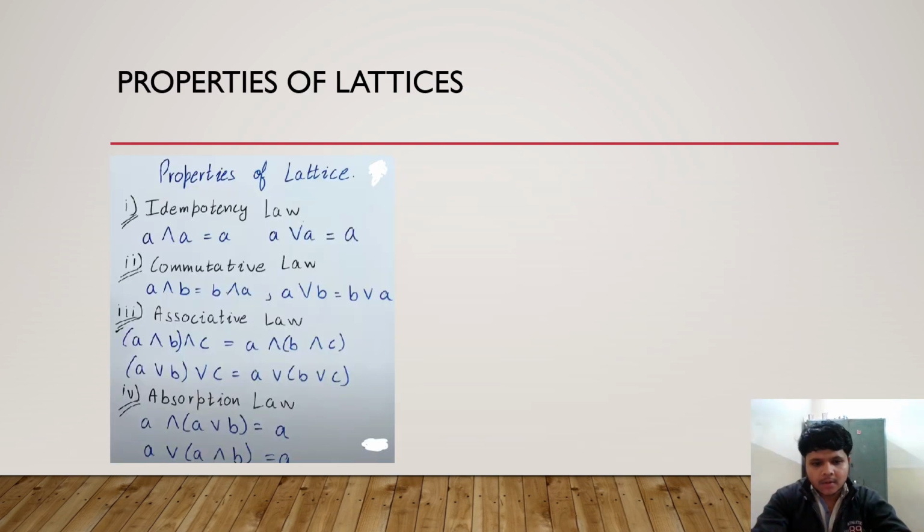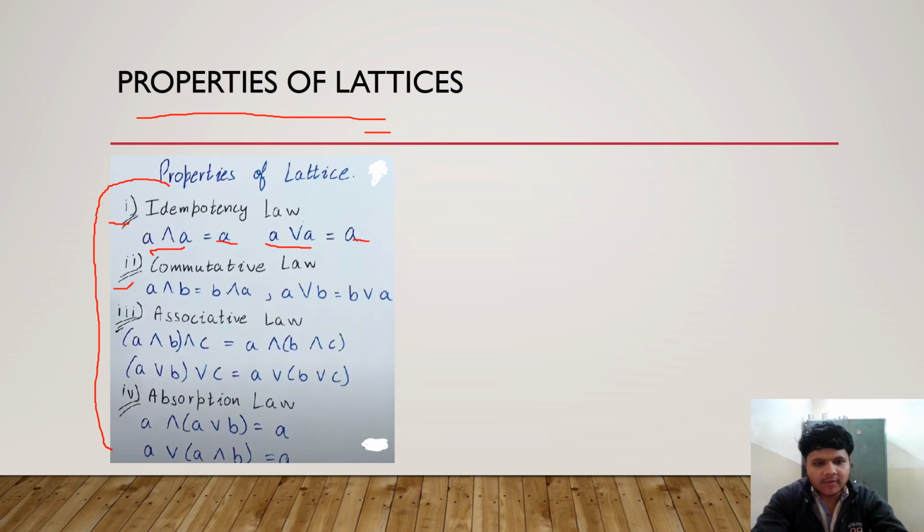Okay. Now we are going to discuss the last topic of the day, which is properties of lattices. Now, the properties of lattices are very simple. There are four properties, and we will discuss all four bit by bit. So the first property is the idempotency law. It states that A meet A equals A and A join A equals A.